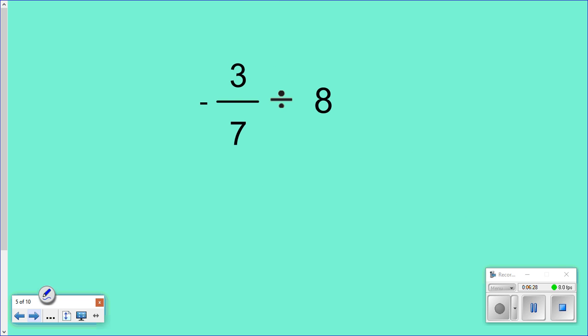Let's try another one. Now, if you have a whole number, what can you put under that whole number? A 1. Do it. Then do your keep, change, and your flip.